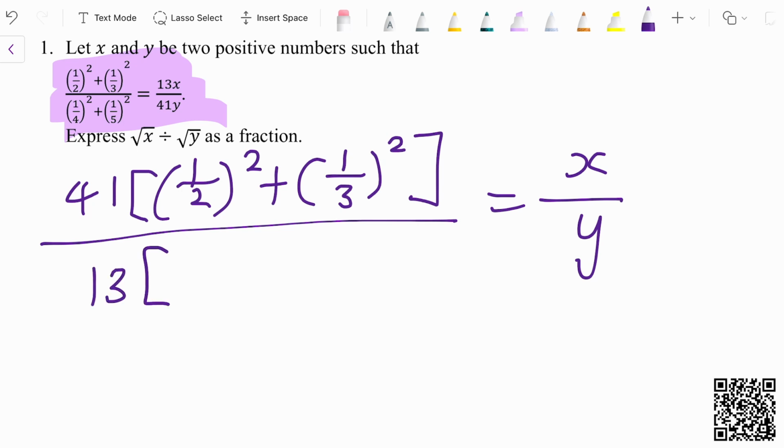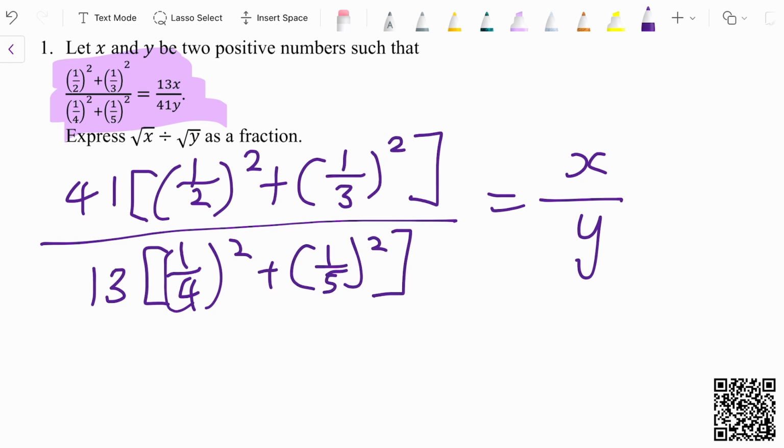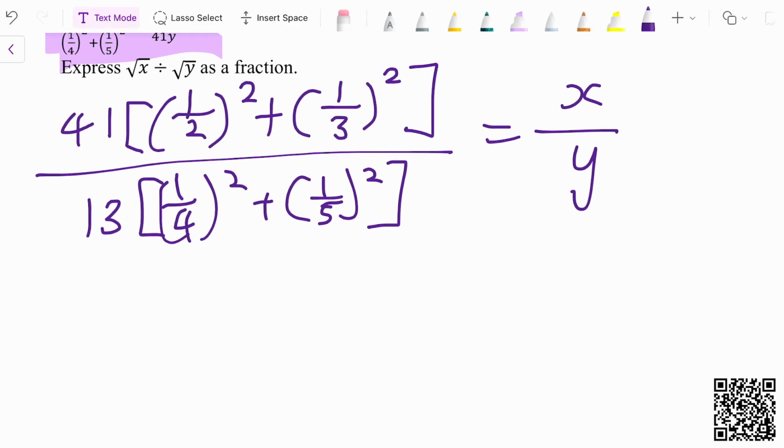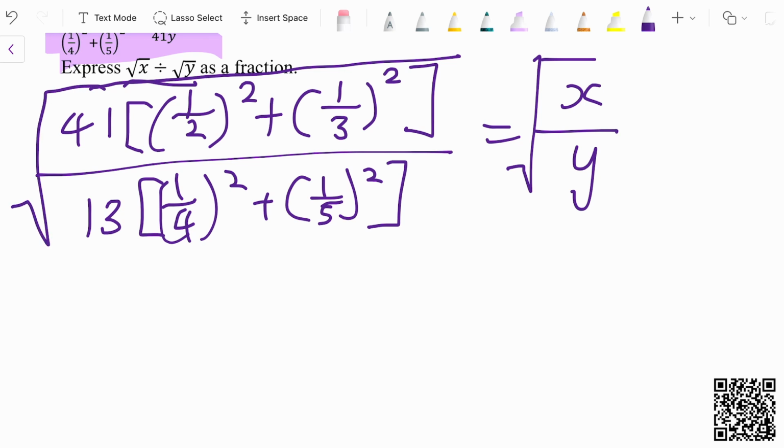So such that 1/4 squared plus 1/5 squared. So your equation should probably look something like this. And now, since we're trying to push the equation towards the square root of x divided by the square root of y, we can square root both sides. So we can get something like this. So this is sort of just a clear path now. So let's continue.